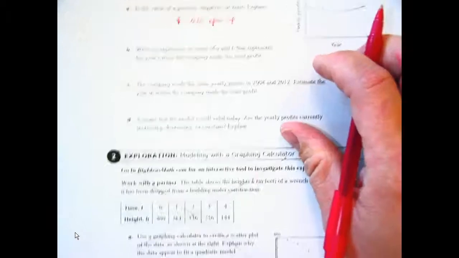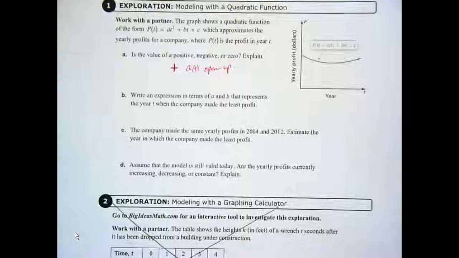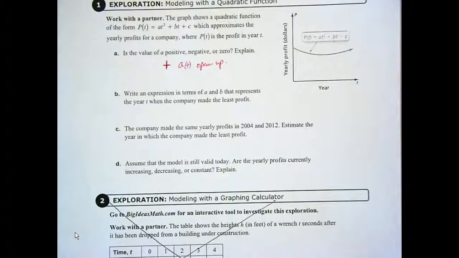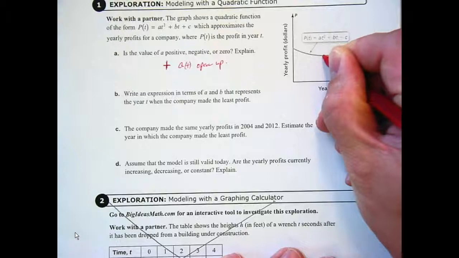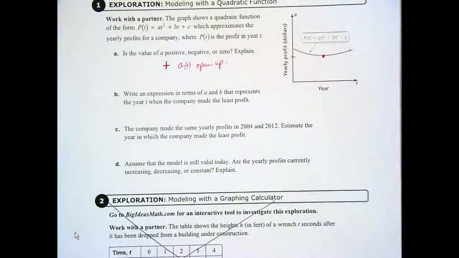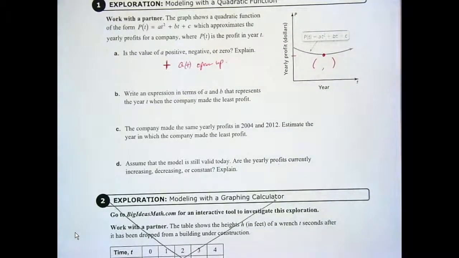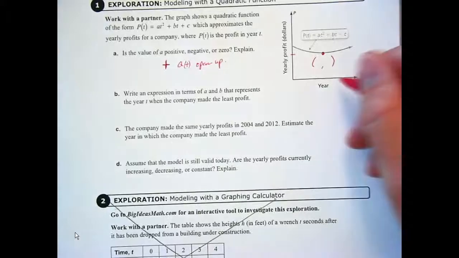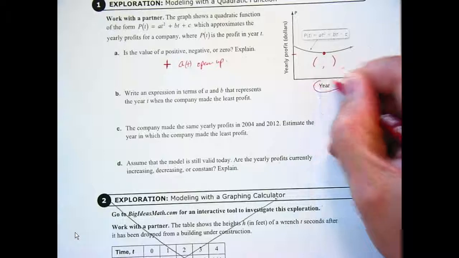Okay. Part B, the expression, and hopefully do a better explanation than that. But part B, write an expression in terms of a and b that represents the year t the company makes the least profit. So in other words, give me an expression for that least profit. For the year they made the least profit, I want the vertex, and do I want the x or y value? I want the year, which would be x.